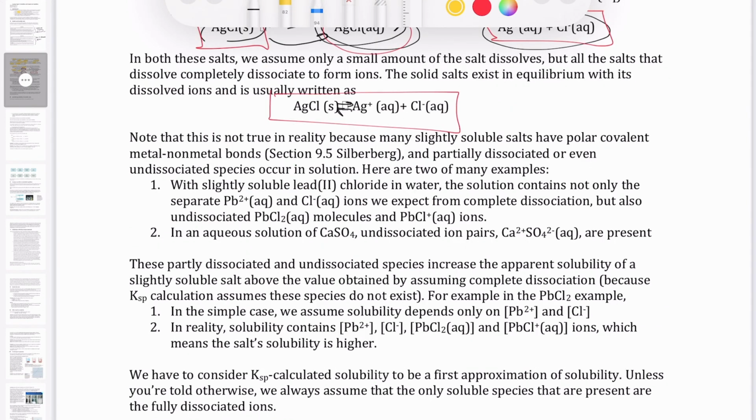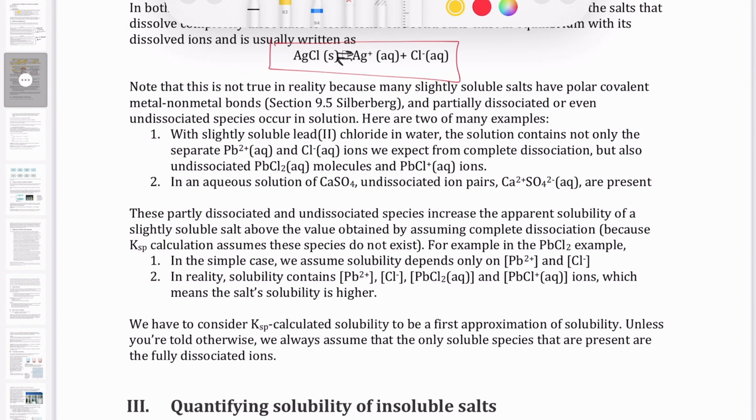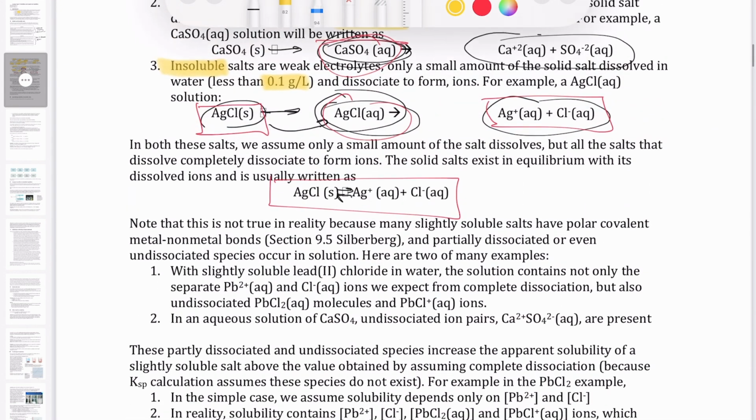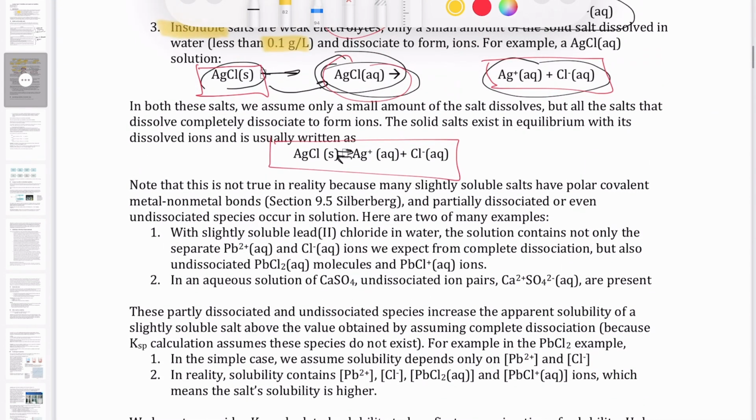Now, I don't want to take too much time with this, but I do want to point out that that's not really true in reality. In reality, some of these complex or partially dissociated ions exist. So, for example, if we take lead chloride and put it in water, we don't only see lead and chloride ions. Those are the ones we assume exist when some of the lead chloride dissolves in water. But there's actually also some lead chloride that is aqueous, and there are some PbCl+ ions with just one chloride ion stuck there that are present.